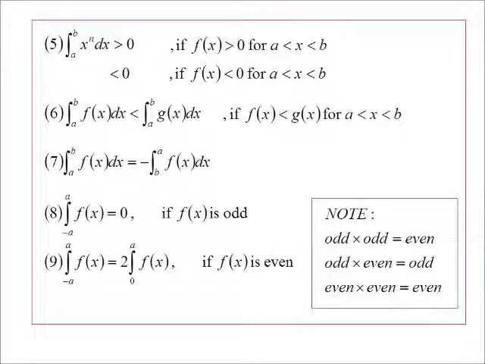And if you're trying to work out whether something's an odd or even function, it might be a multiplication of several functions. Keep this in mind. Odd times odd will be an even function. Odd times even will be an odd function. And even times even will be an even function.